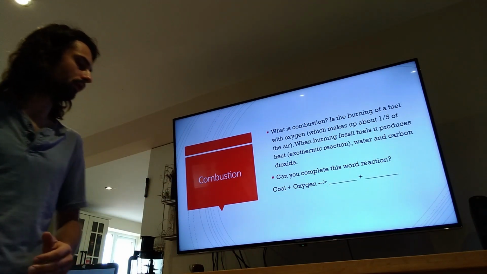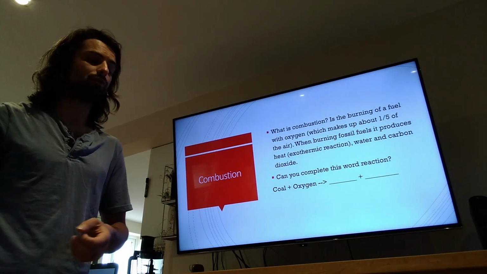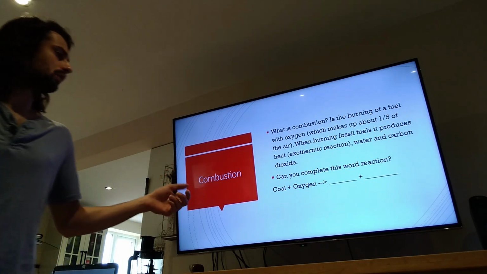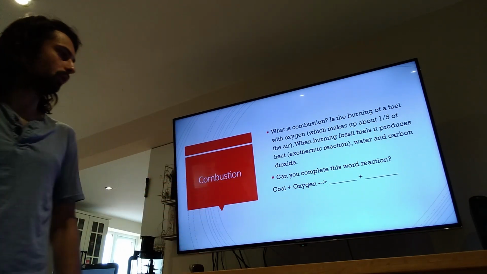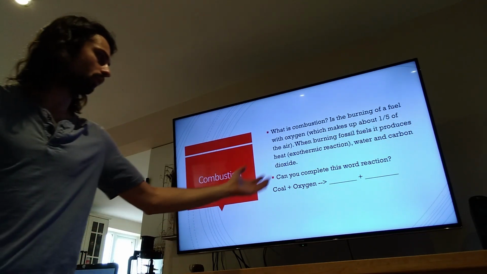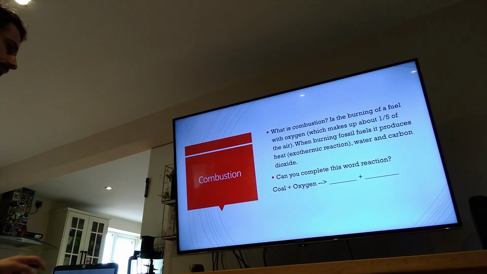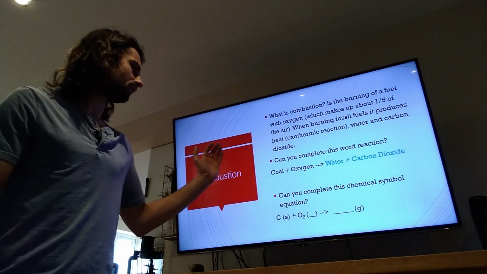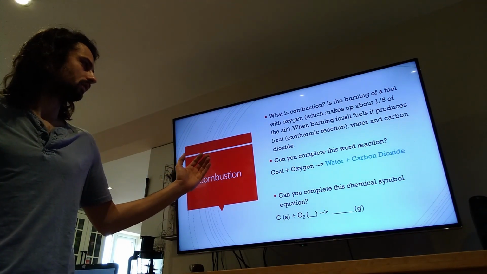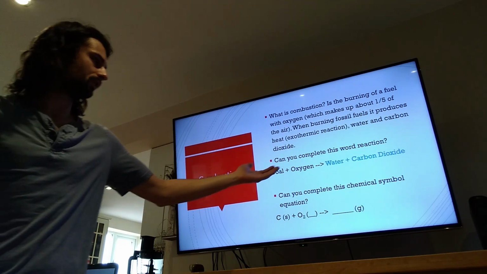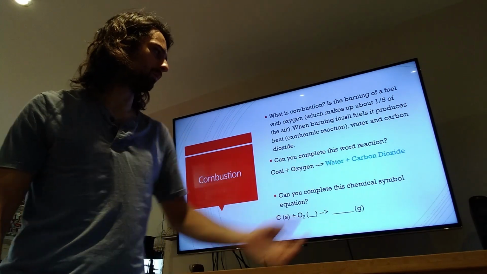Coal is an example of a fossil fuel. You also have natural gas and oil. So can you try and complete this word equation to show a reaction of coal with oxygen, so the combustion of coal? So coal plus oxygen, it releases water and carbon dioxide.